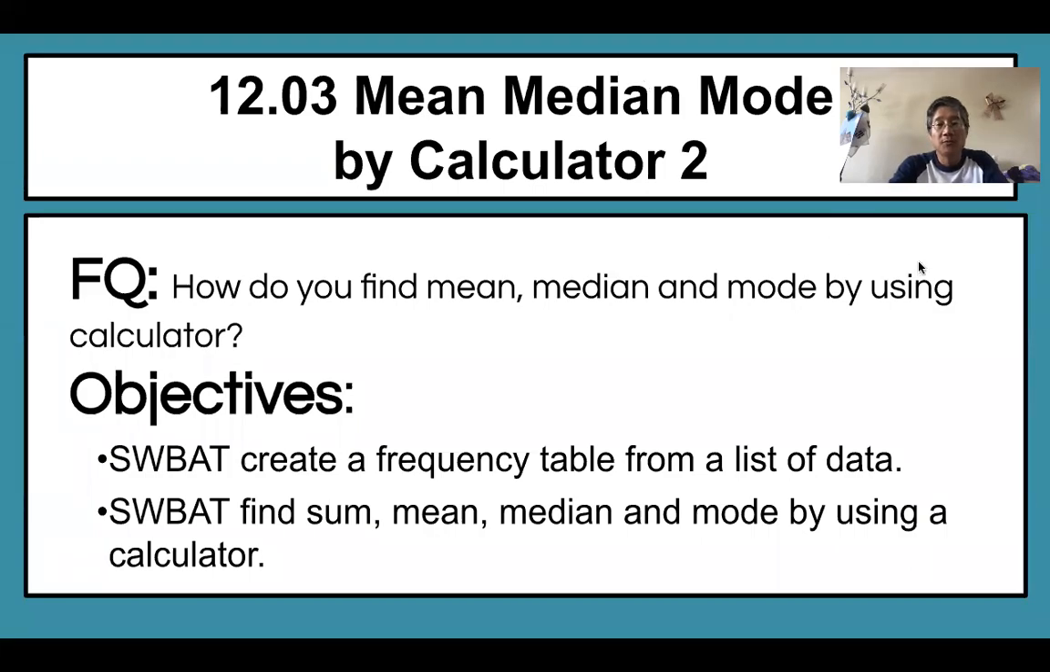Hi everyone, today we are going to talk about 12.3, mean, median, mode by calculator, second part. You are going to be able to create a frequency table from a list of data and then find the sum, mean, median, and mode by using a calculator.